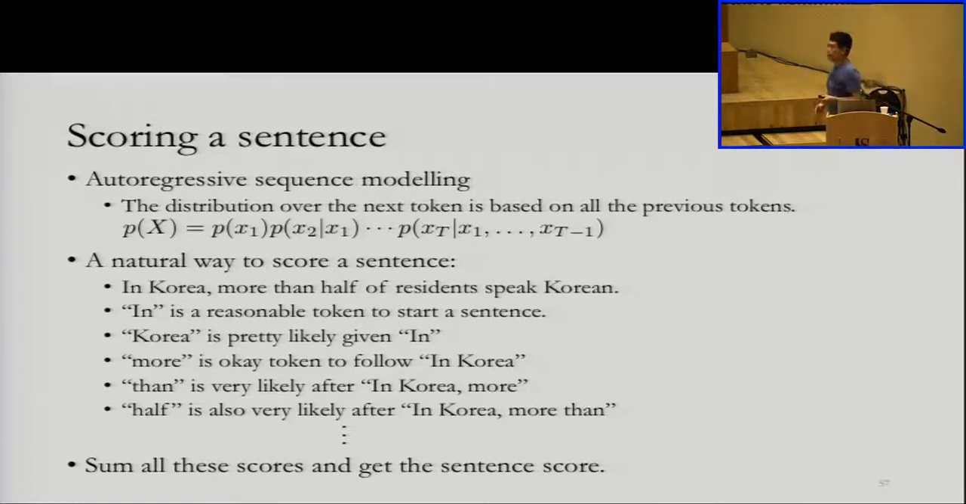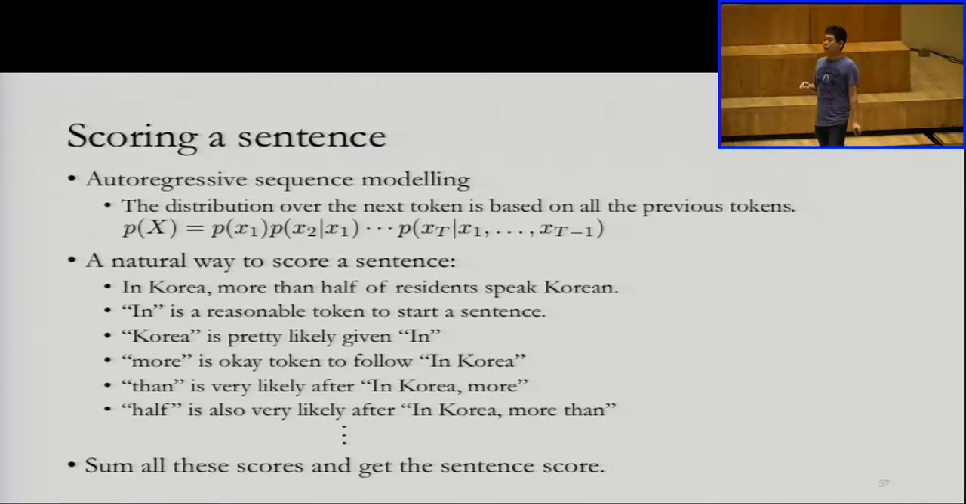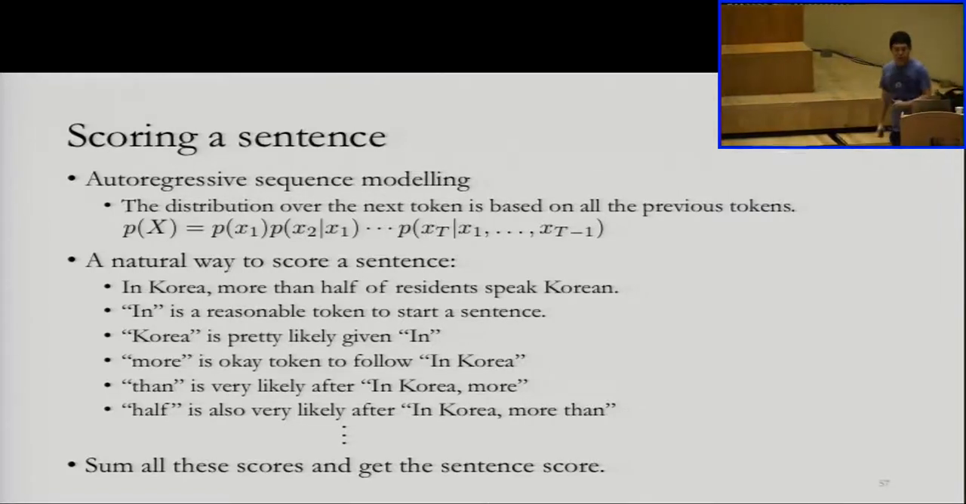So let's say we have a simple example: in Korea, more than half of the residents speak Korean, which I guess is true. How we are going to use this system to score this sentence is, first, we look at how likely the first token "in" is. Next, we look at how likely "Korea" is given "in". Then we look at how likely "more" is given "in Korea". We do it over and over until the very end. On the way, we get all those log probabilities of the next token given all the previous tokens. You just sum them, and then you get a log score of your sentence.